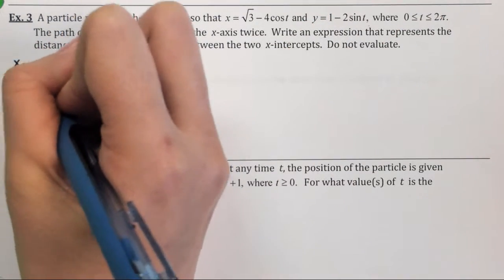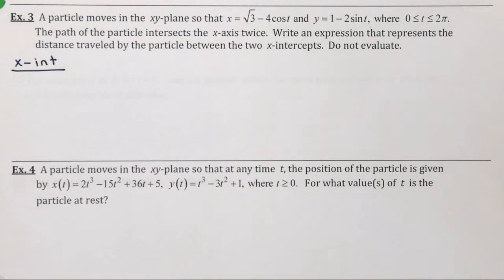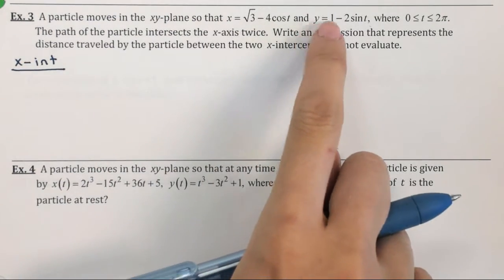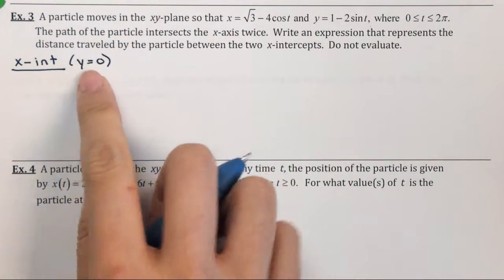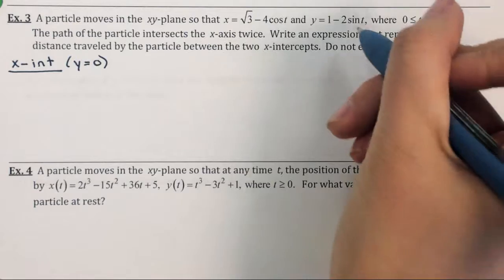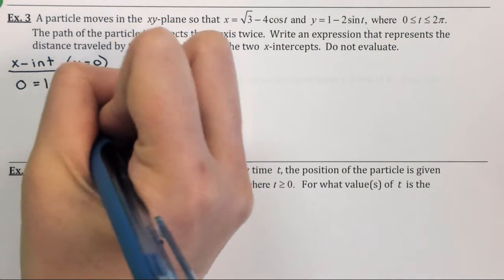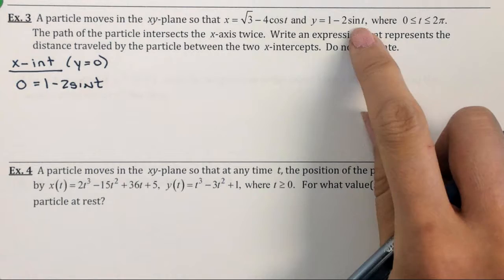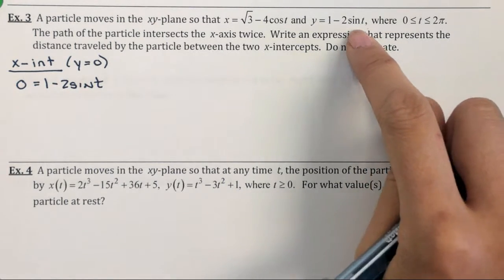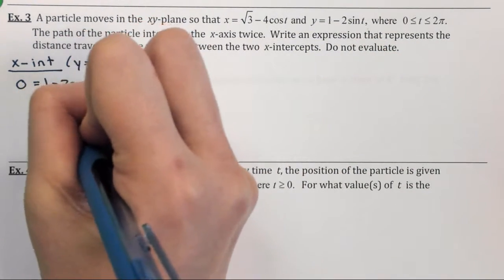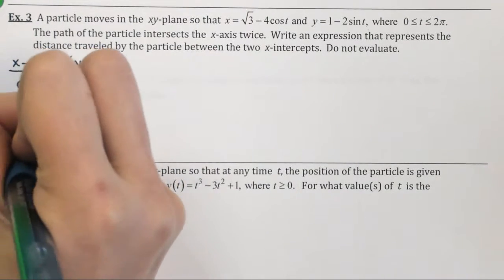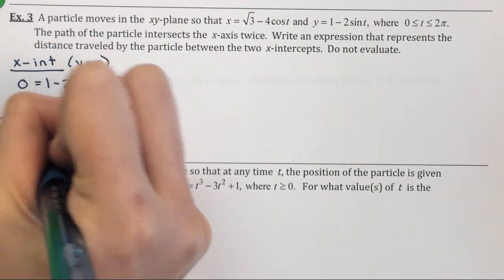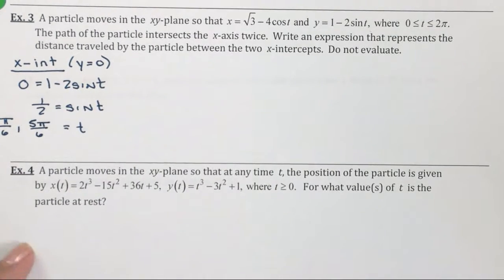So how do I find the x-intercepts? Yeah, we're going to set y equal to 0. So x-intercepts mean that y equals 0, because if y equals 0, then that's where it crosses the x-axis. So we set 0 equal to this y equation. 1/2 equals sine t. t equals pi over 6 and 5 pi over 6, right?